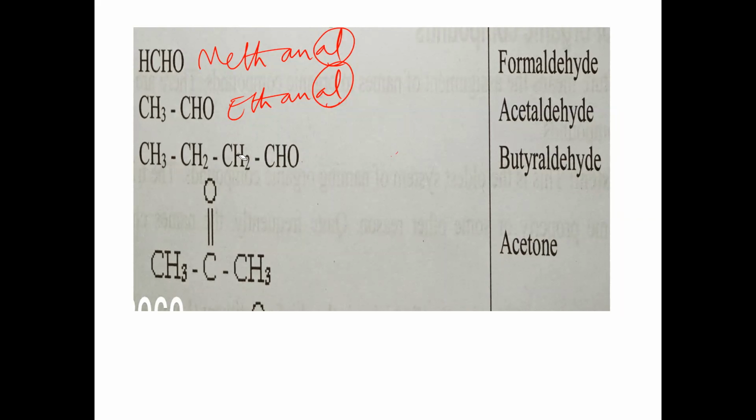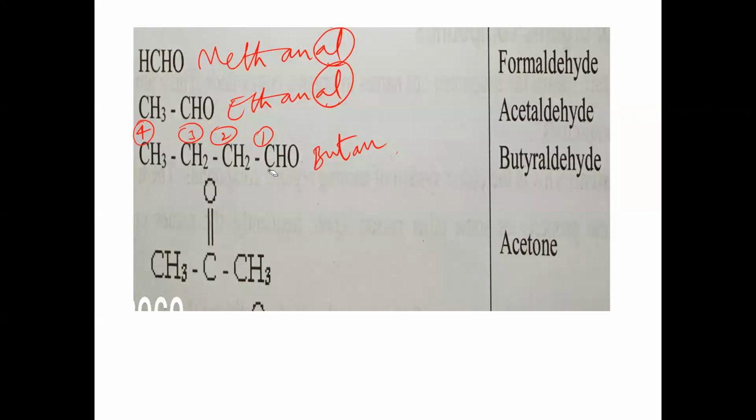CH3, CH2, CH2, CHO. What is the functional group here? CHO is the functional group. So this carbon should be allotted first position, then second, third, and fourth position. So there are 4 carbons in the parent chain, so it is but-. Between all carbon atoms, single bonds, so butane. And the aldehyde functional group is present only once, so we have to write only 'an', that's all.